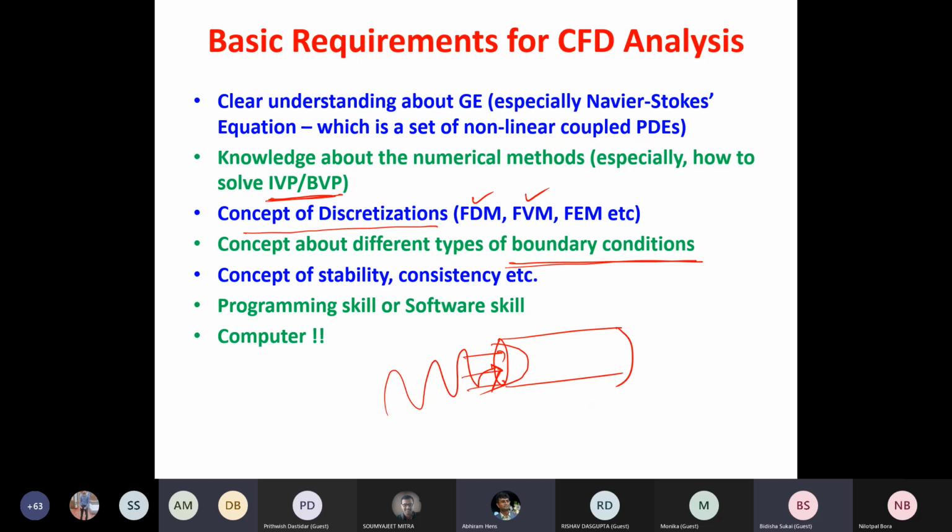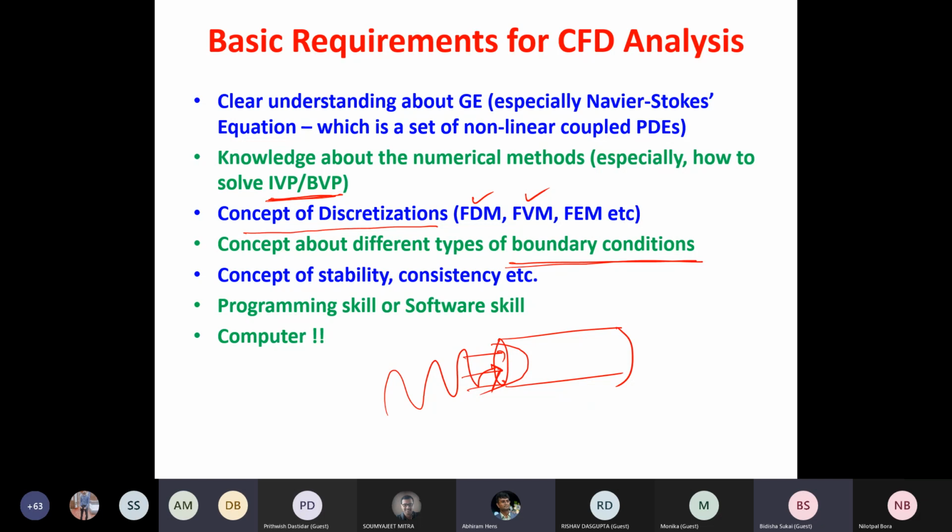Then the concept of stability, consistency. These are some terms associated with the numerical solution of differential equations. We'll try to cover them in the next classes. And next is programming skill or software skill. This is a basic need for doing CFD analysis, and a computer is obviously required. Without that, manually you cannot do anything, because these are ultimately solutions of a set of huge matrices, a matrix of thousands or lakhs of elements. That practically is not possible with a manual approach, so you need to have a computer.